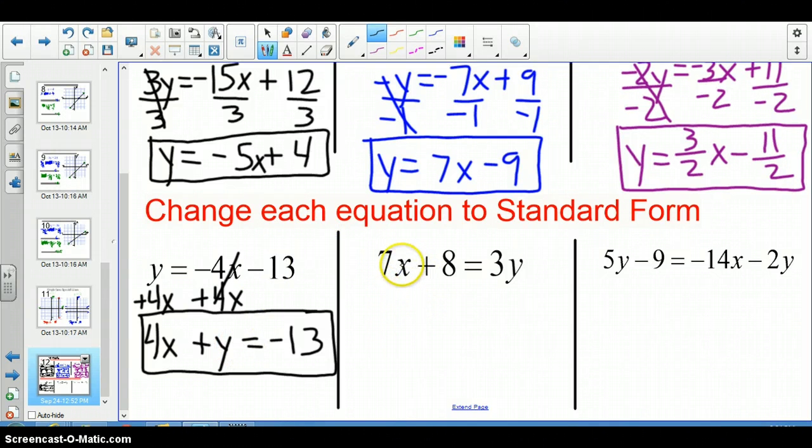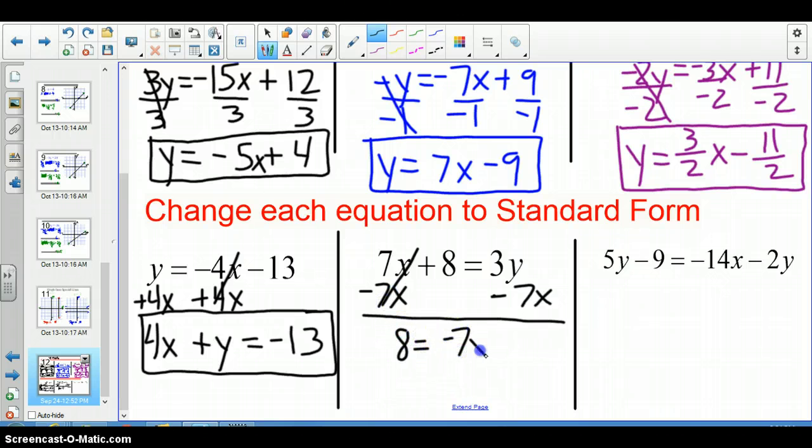Now this one, if you notice, you have 7x on the left side, 3y on the other side. So one thing you could do is subtract 3y from both sides and subtract 8, or we could subtract 7x, because this one we only have to move one term. So we have 8 equals negative 7x plus 3y. This is still standard form. X and y are on the same side. They're on the right side of the equal sign here, when on the last one, they're on the left side. It doesn't matter. If you want, mirror these around. So negative 7x plus 3y equals 8.